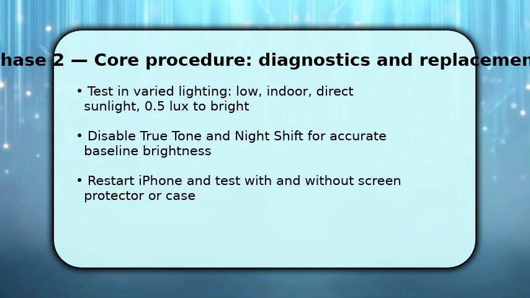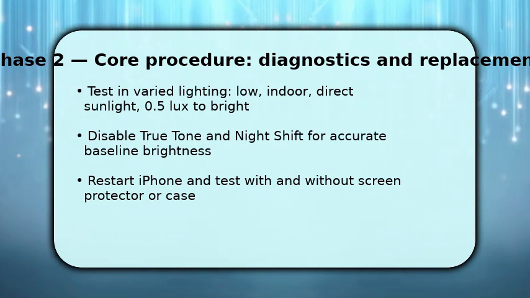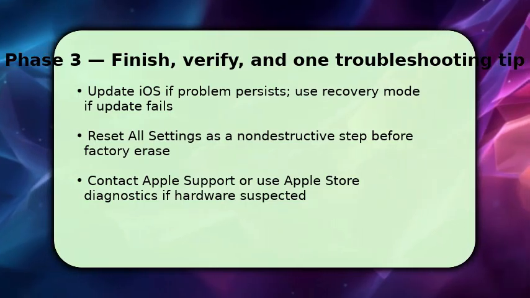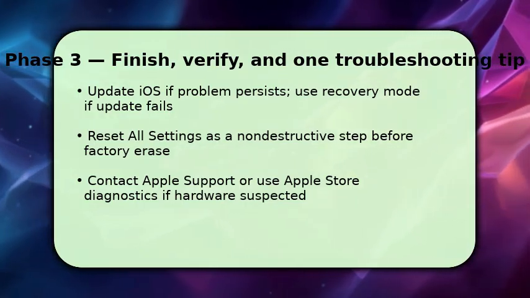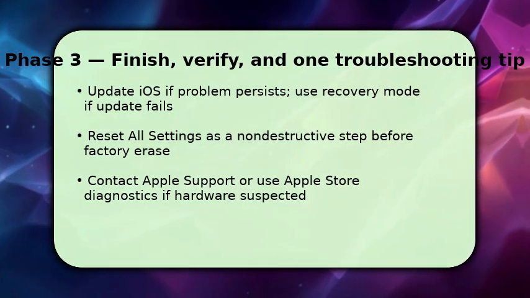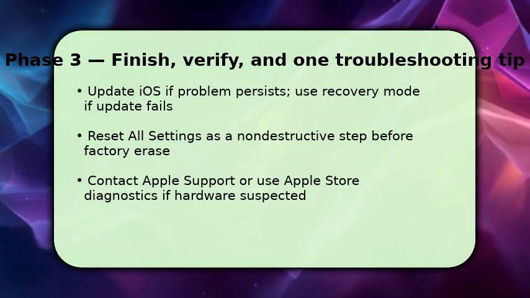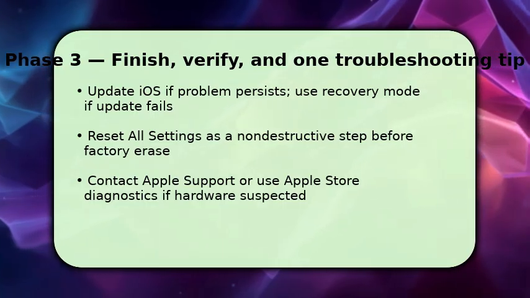Now finalize by updating iOS to the latest version, because fixes often arrive in software patches. If the update fails, use recovery mode and attempt again. If auto brightness still misbehaves, perform Reset All settings, which preserves data but clears configuration that could interfere.